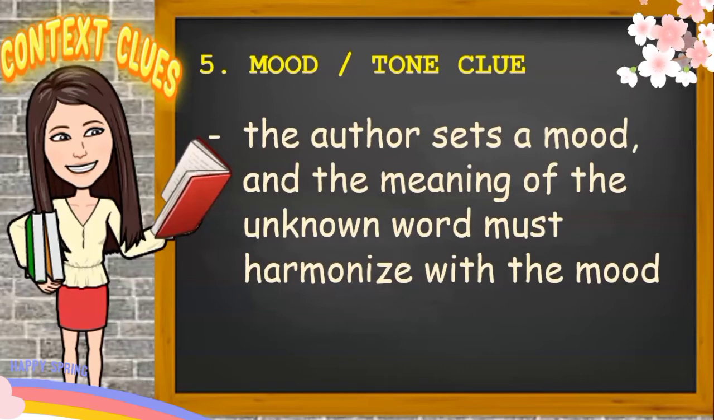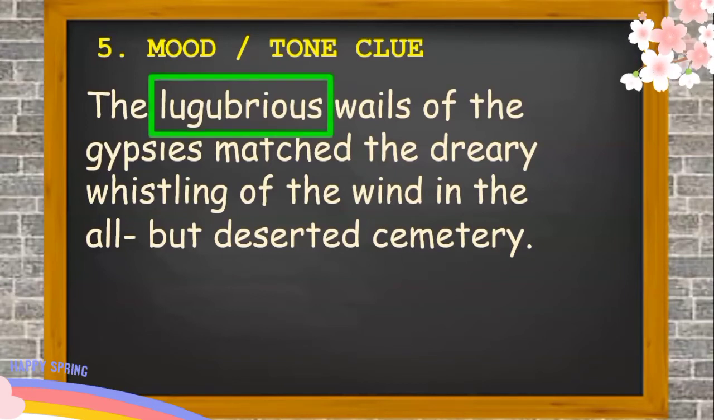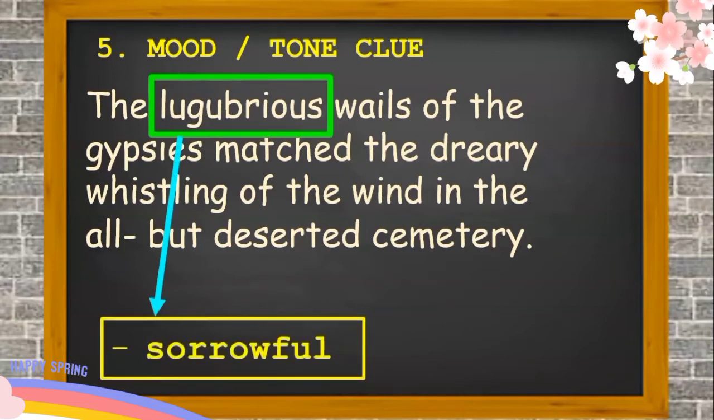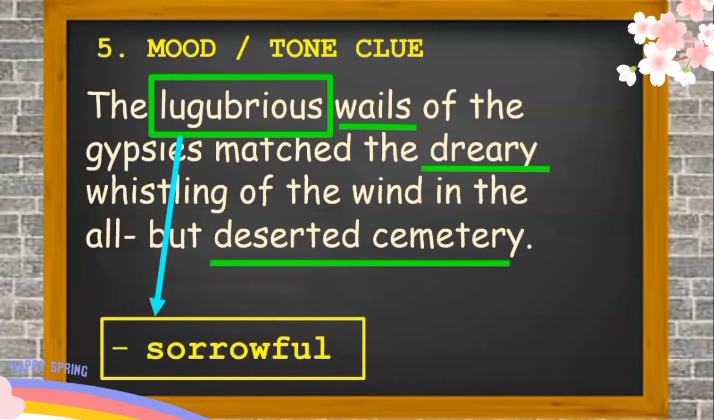Now here's an example. The lugubrious wails of the gypsies match the dreary whistling of the wind in the all but deserted cemetery. Now, how does it sound? The words chosen by the author sound sad. And lugubrious, which means sorrowful, fits into the mood set by the words of the author. These are the words: wails, dreary, and deserted cemetery. Now that's how you use a mood clue to help you understand the meaning of a term.